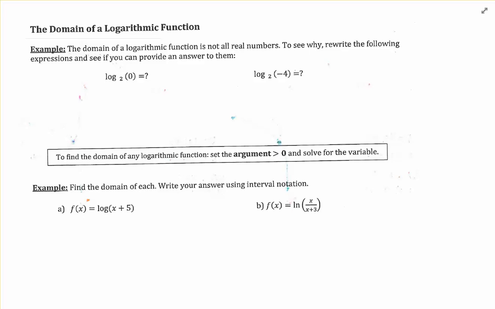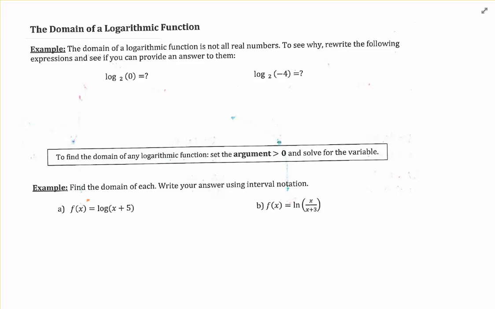First and foremost, I want to lead off right off the bat with saying that the domain of the logarithmic function is generally not going to be all real numbers. And to give you some explanation as to why that is, I have a couple of toy problems here. These come courtesy of page 6 of the section 6.4 note packet.